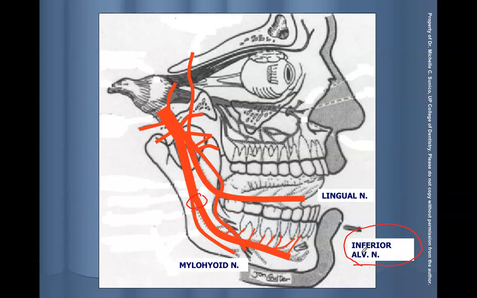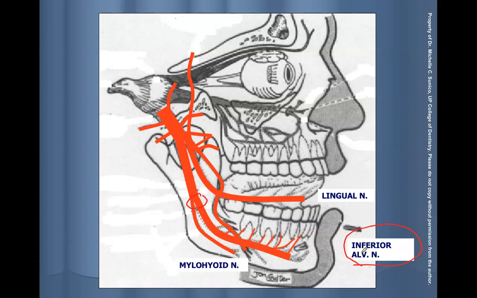Okay? Again, it's a mere changing of name. The inferior alveolar nerve is not a branch, but it is the remainder of the posterior trunk after it gives off the mylohyoid nerve. Now, inside the mandibular canal, it gives off terminal branches to innervate the pulps of the mandibular posterior teeth, including the mandibular premolars.